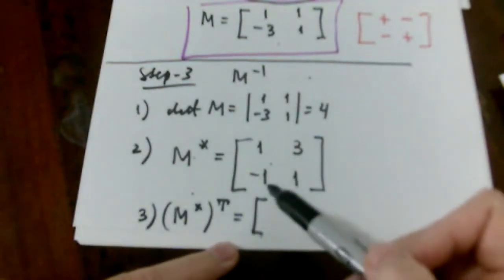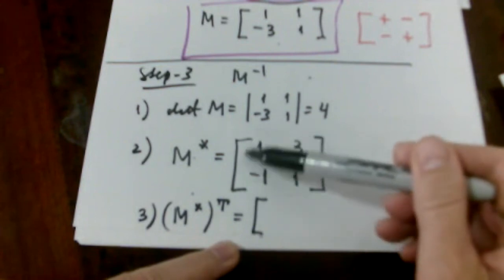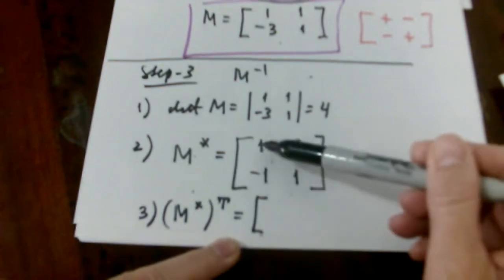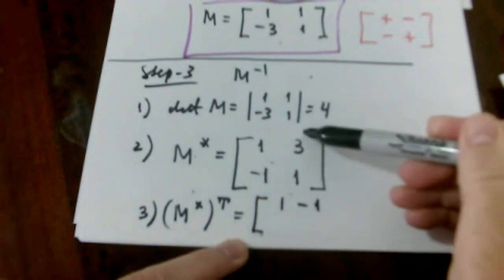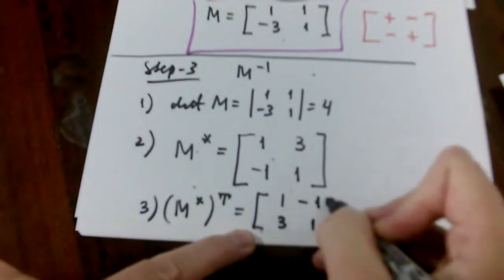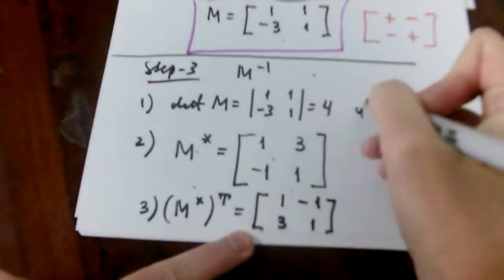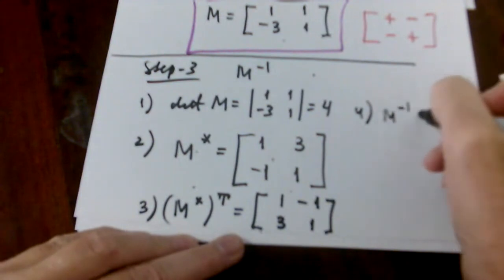So what does this transposition mean? It means that the column that was the first column becomes the first row. So 1 minus 1 becomes the first row. Similarly, the second column becomes the second row. And the final step, I'm going to write it here, is to calculate eventually the inverse of the matrix.